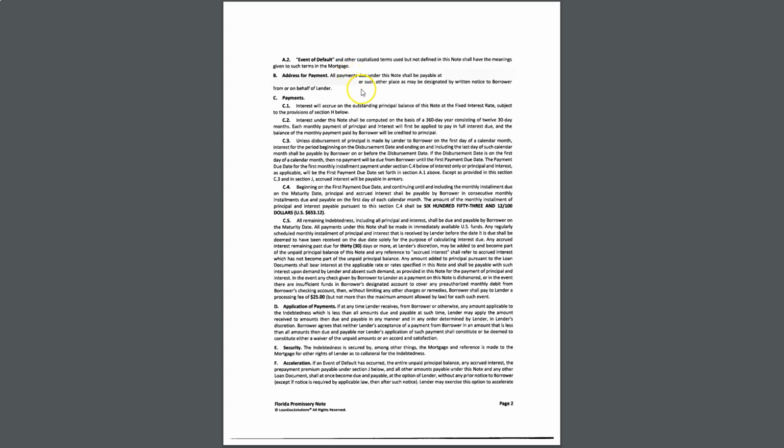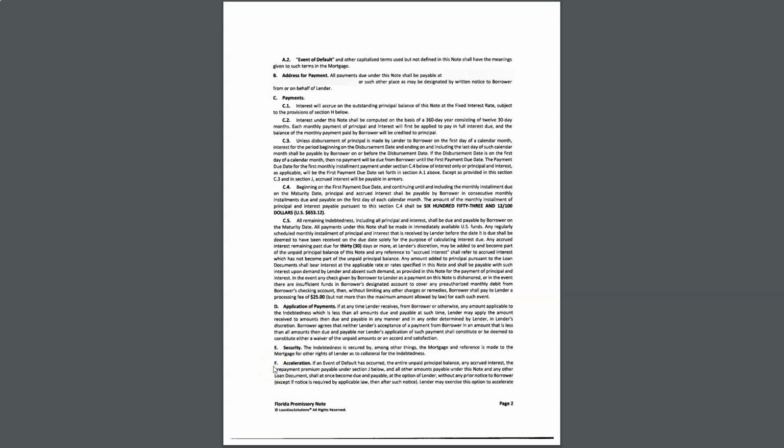And then it'll specify exactly what will happen if payment isn't made. A little bit further down, it'll have exactly how much the borrower needs to pay per month, which in this case is $653.12. If there are any applicable payments, then that'll state there.